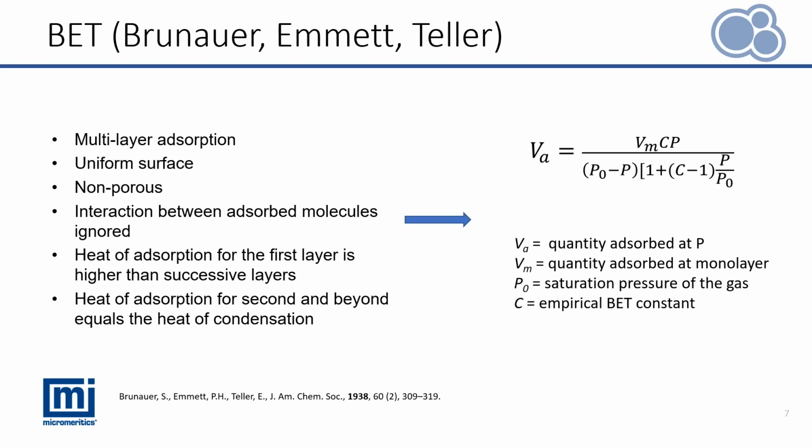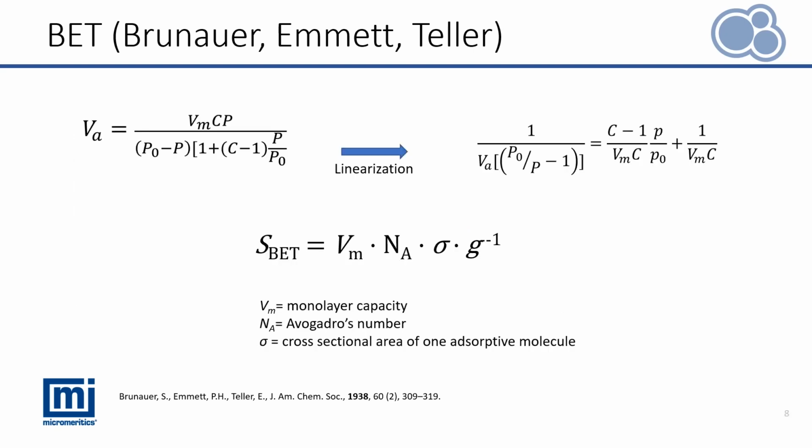With these assumptions, we arrive at the BET equation on the right, where V sub A is the quantity adsorbed at a given pressure, V sub M is the monolayer capacity, P0 is the saturation pressure of the gas, and C is the empirical BET constant. When we linearize the BET equation and plot it, the monolayer capacity and the C constant can be calculated from the slope and y-intercept of the BET transform plot. Once the monolayer capacity is calculated, we can calculate the BET surface area by multiplying it with Avogadro's number and the cross-sectional area of one adsorptive molecule, and normalize this surface area per gram of sample mass.